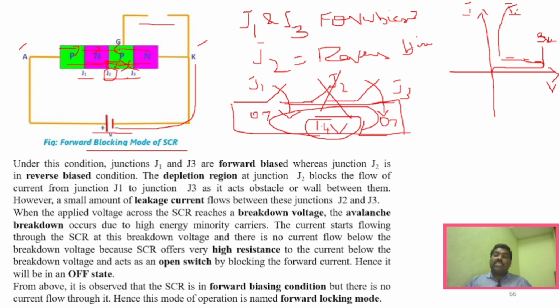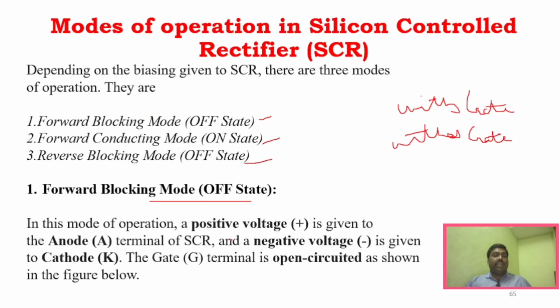And this region where conduction takes place is called the conductive region. Now we consider this condition as forward blocking mode, that is, without gate. Whatever I explained here, you can see positive voltage is given to the anode, negative voltage is given to the cathode, and the gate is open circuited.